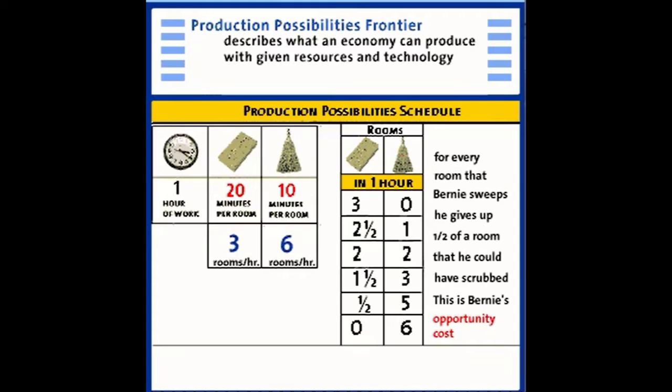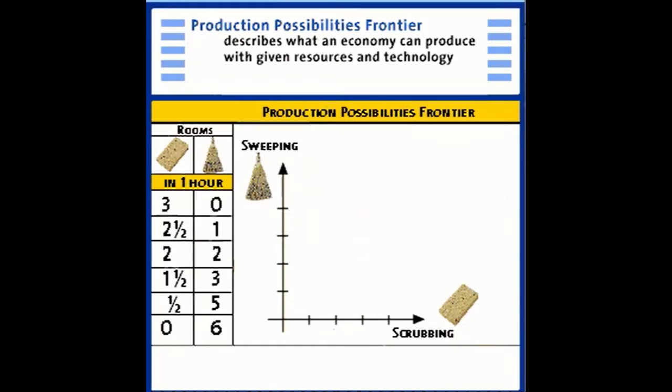I'll move these numbers over to the board so that you have them for reference, and I'll put up some axes that we can use to draw a production possibilities curve for Bernie's business. Let's put sweeping up here on the vertical axis, and let's put scrubbing on the horizontal axis. So here's sweeping, and here's scrubbing. Now let's plot numbers from Bernie's production possibilities schedule into this diagram.